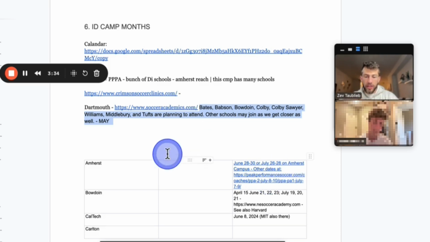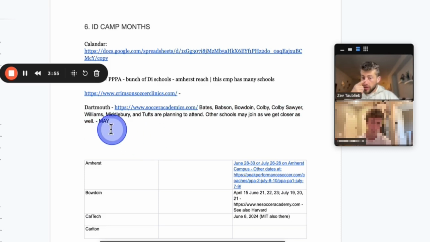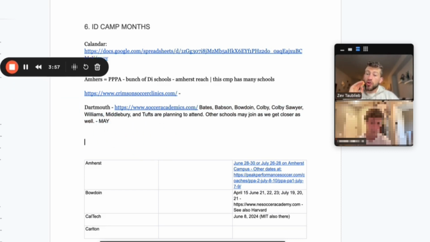Like the PPA one is hosted by, technically, Amherst and Lafayette's coach, who created a company together, and then they run the camp. And it's just not a great camp for somebody like your son, meaning your son's not the fastest or the strongest, very similar to me. If he goes to that camp, he's just not going to get to stand out, even though he's a really good technical player.